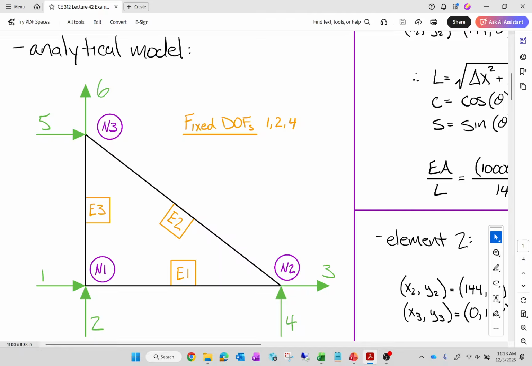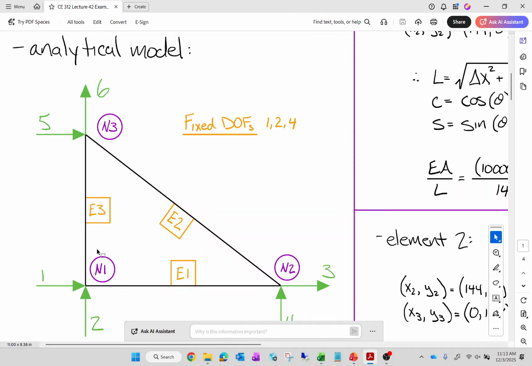Any questions before we start going down the rabbit hole on this? Now, we're going to go through the process of part 1. Part 1 is creating a stiffness matrix for every element and then assembling that into a stiffness matrix for the whole system.